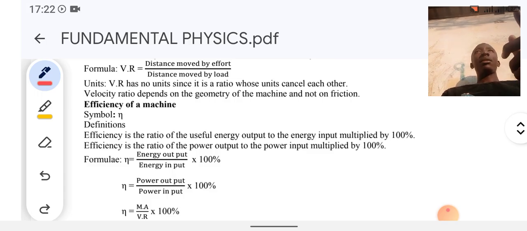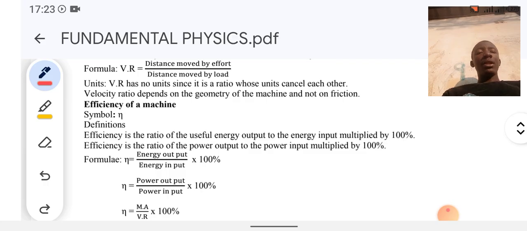Moving on to another point you need to know: the velocity ratio depends on the geometry of the machine and not on friction. The velocity ratio depends on the geometry of the machine and not on friction.